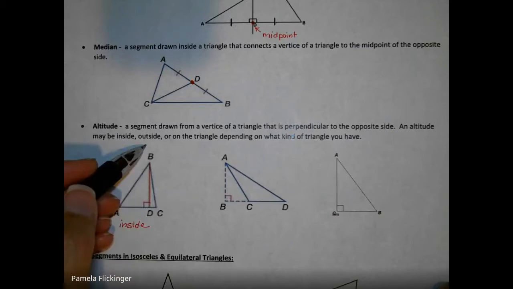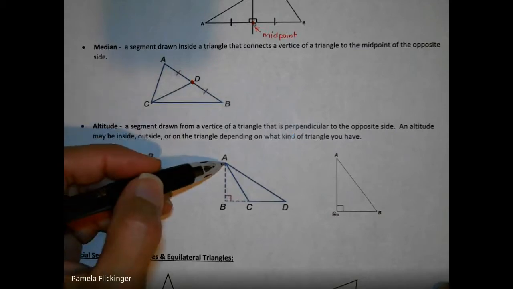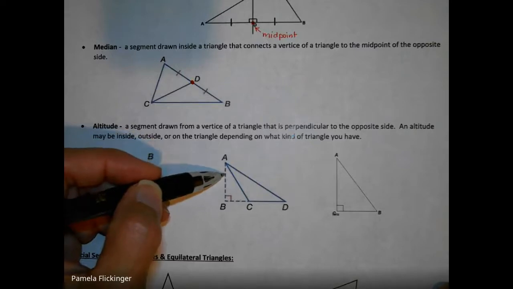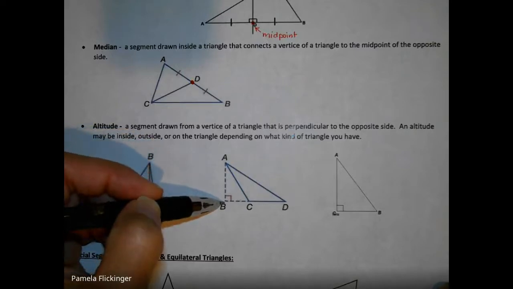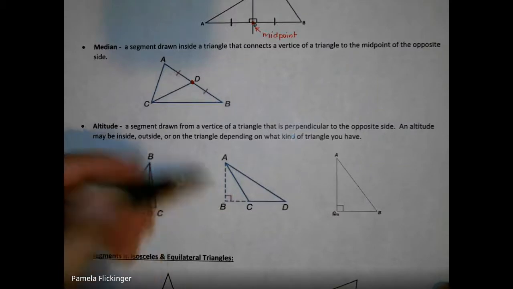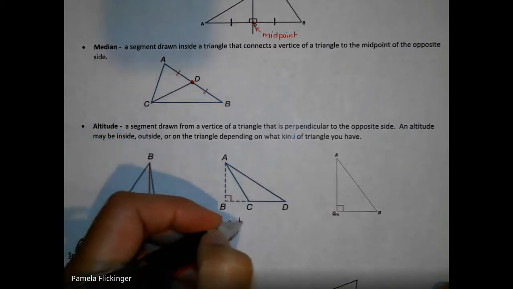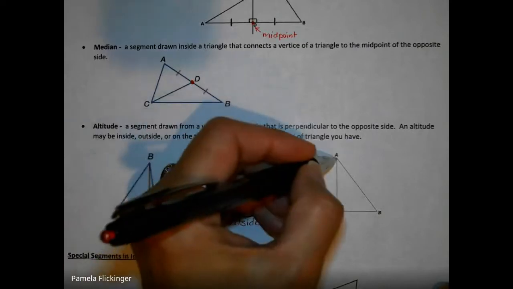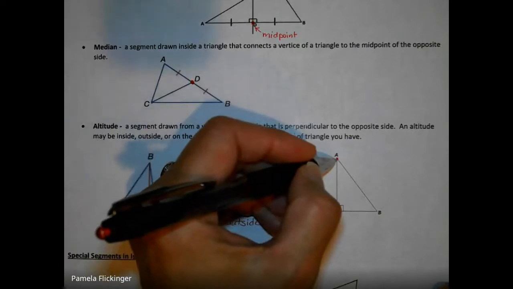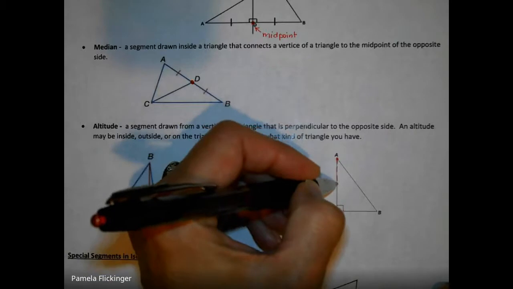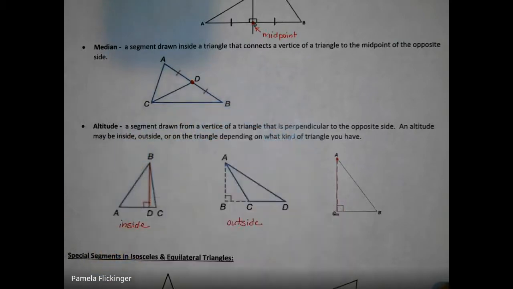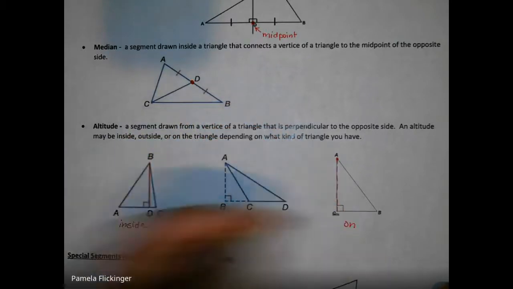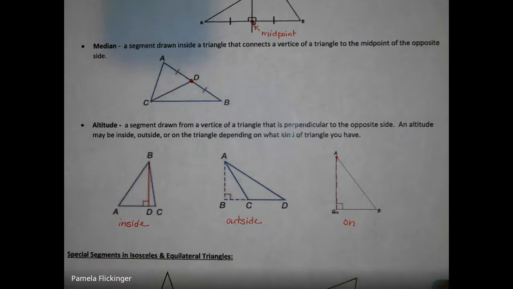It could be outside, as we're showing here, this dotted line going from vertex A. In order for it to be perpendicular and come straight down, it's going to fall outside the triangle. It might actually be on the triangle. If I go from vertex A, notice I'm just tracing one of the sides. So this is on. What do we notice about the different types of triangles?